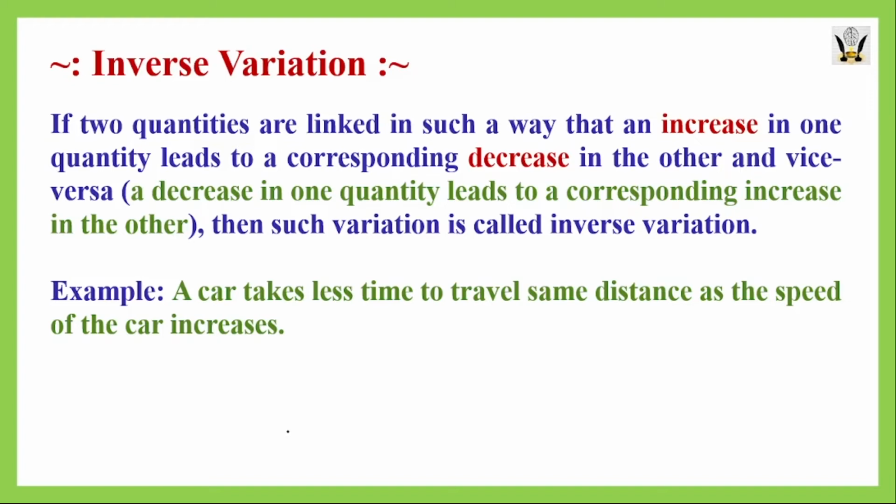That means when the speed increases, then the time taken by that car to cover the same distance decreases. So here the variation is inverse. One quantity increases and the other quantity decreases. So this is also a good example of inverse variation.